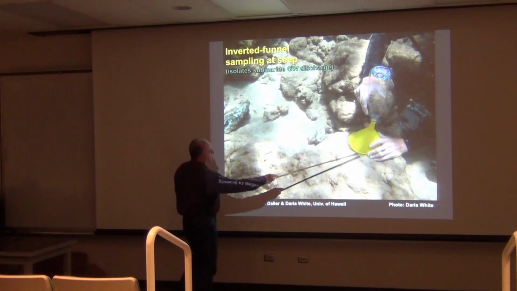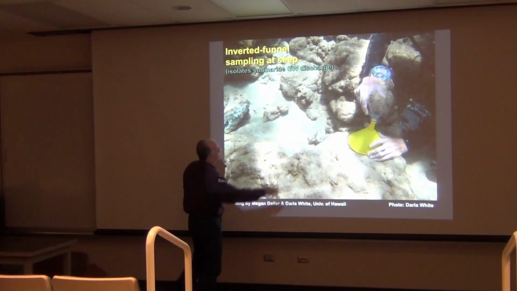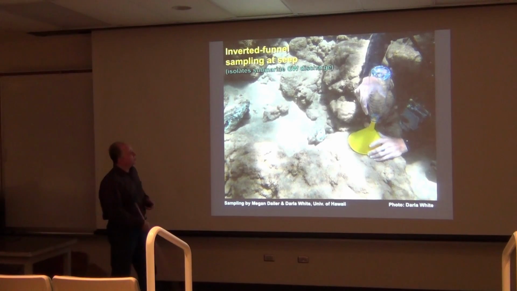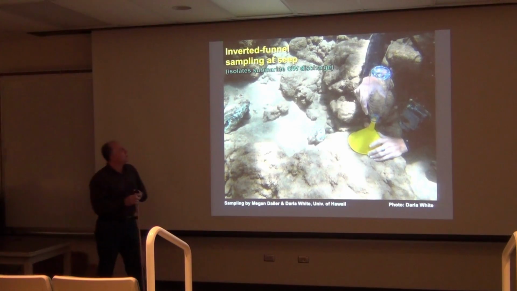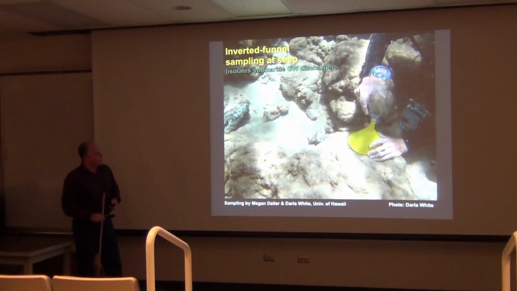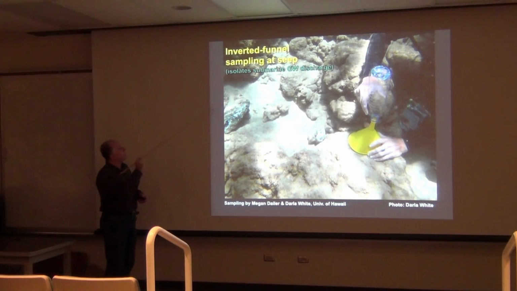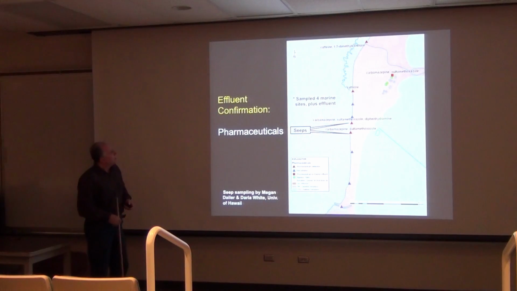This is how they were doing it. An inverted funnel would concentrate the flow up into a bottle. In this case, it's a plastic bottle, but I was sending them down with these nice, clean, baked glass bottles that we need for the organic constituents analyses. They would take them down and uncap them, fill them for us, cap them up, and bring them back to the beach where I was sticking them in a cooler to isolate that groundwater discharge, because we're interested in what's in that, not what's in the seawater.